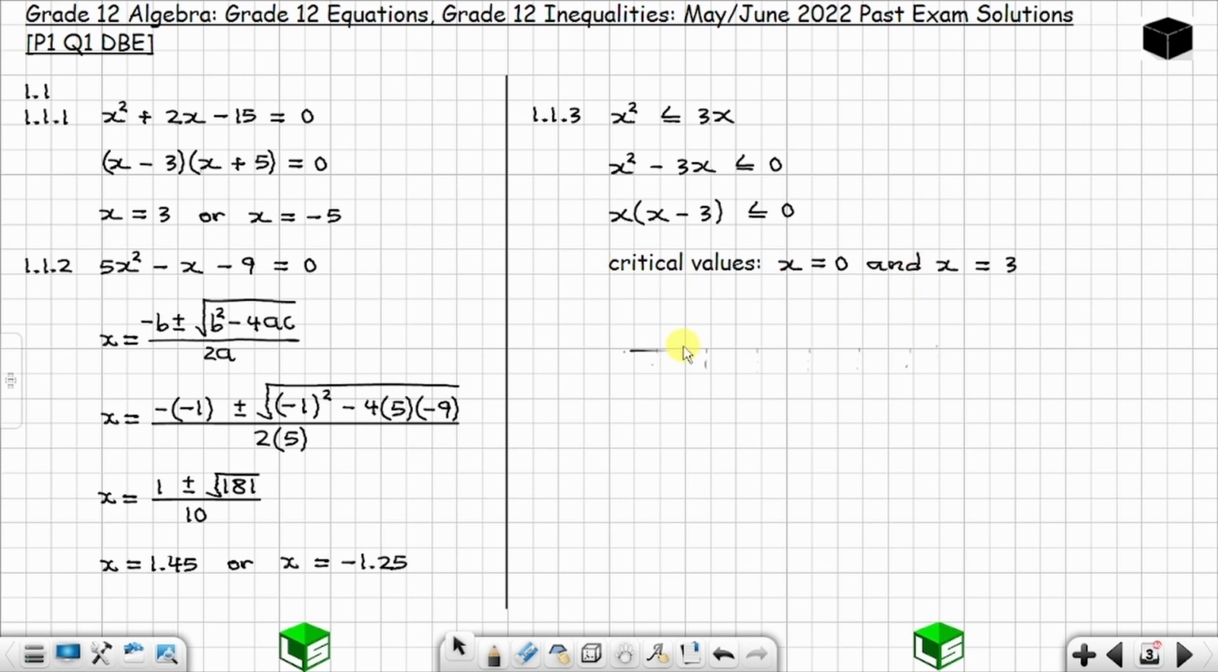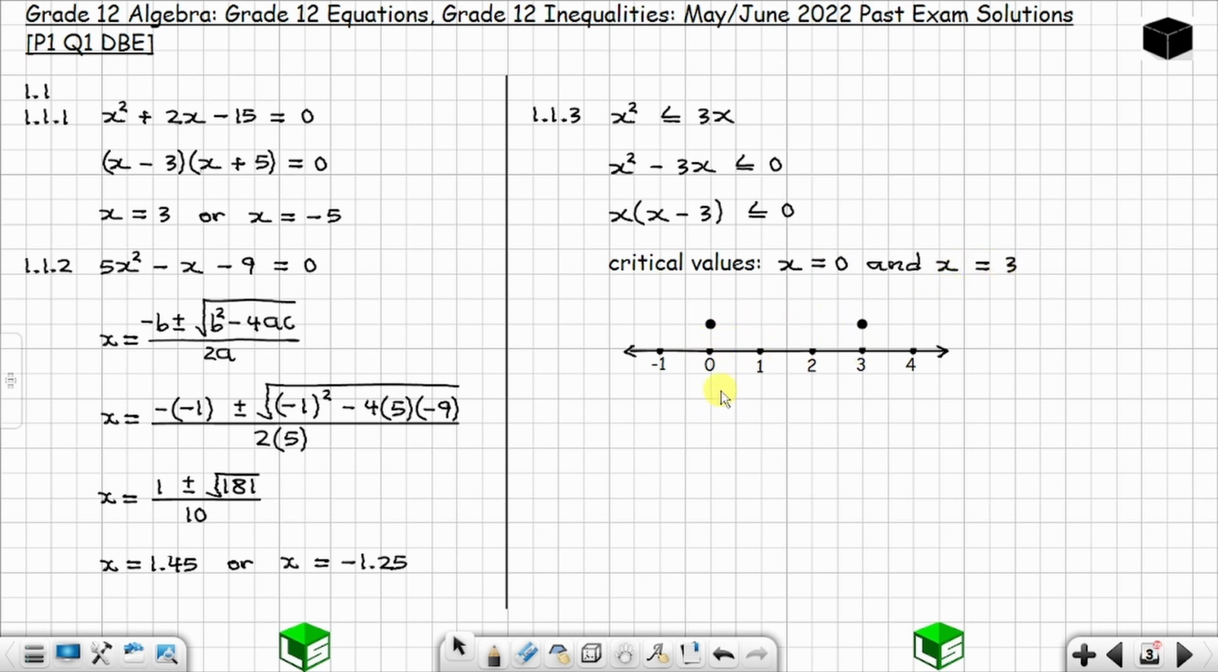Now from here you get your number line. This is the number line. And then you have to locate your critical values on the number line. So you have 0 and 3. There's 0 and there's 3. So you have a closed circle there and a closed circle there at 0 and 3. Why do you have closed circle instead of open circle? Because you know you have an equal sign there. This means that 0 and 3 are included in this inequality, and you have to show that using closed circle, not open circle.